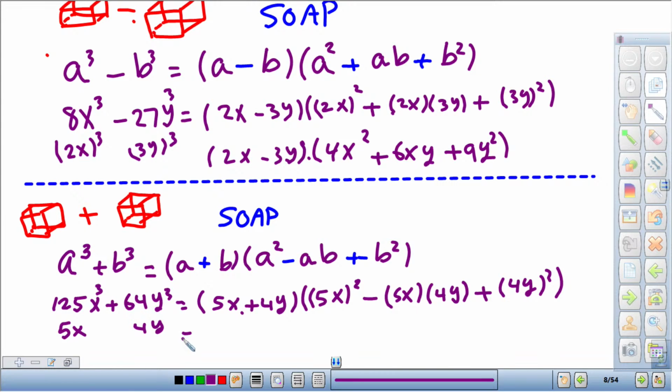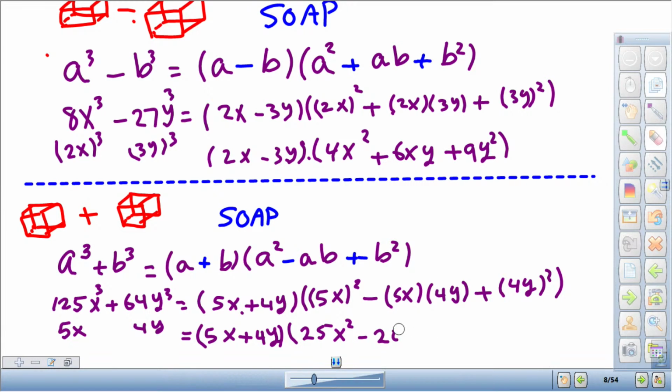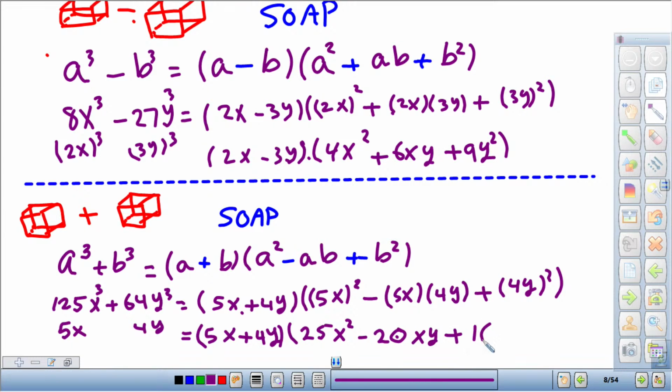So let's clean things up a little bit here. 5x plus 4y, times 25x squared minus 20xy plus 16y squared. And that's it. That's the end of this portion of 3-3.